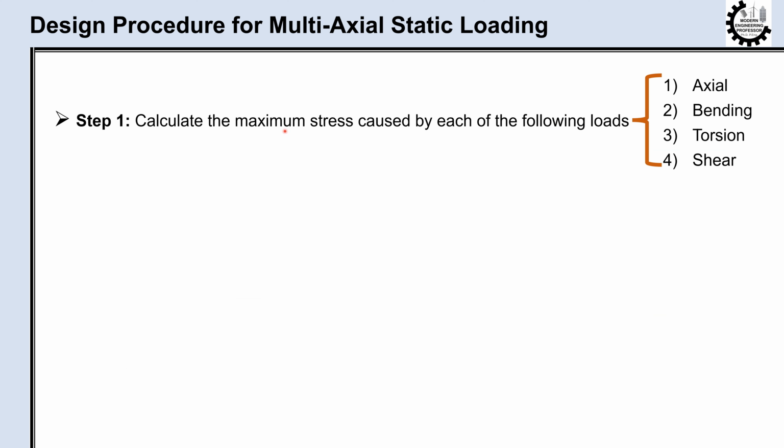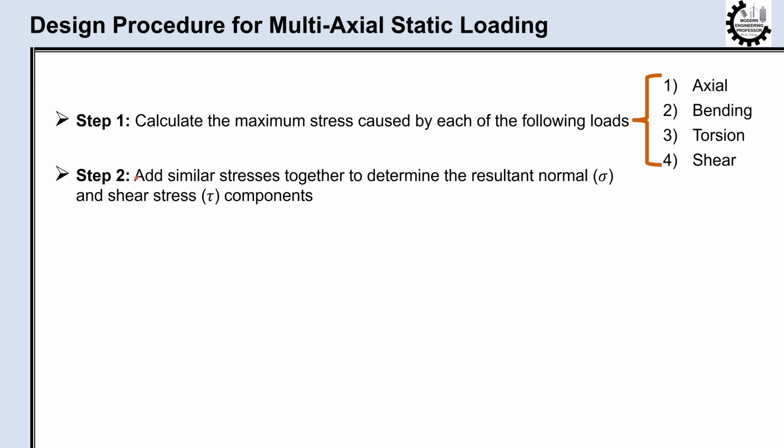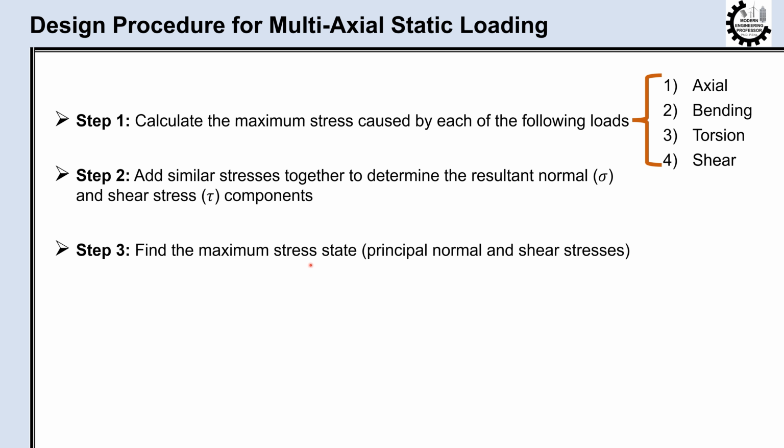Having discussed these 4 different load types, step 1 is complete. Step 2 consists of adding similar stresses together to determine the resultant normal and shear stress components. Remember, stress is a vector and its direction needs to be determined in any loading case. In step 3, we'll find the maximum stress state by calculating principal normal and shear stresses. This was discussed in another video in this channel, whose link is up here.